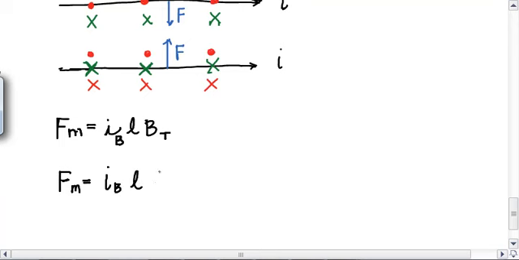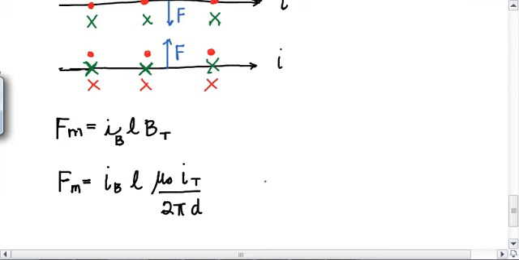So mu naught I top, because it's created by the top wire, divided by 2 pi r, and instead of r I'm going to call it d, because r is the distance from the top wire to the location of the bottom wire, and the bottom wire is a distance d from the top wire. So you can call it r if you want to, but in most texts you'll see it as a d.